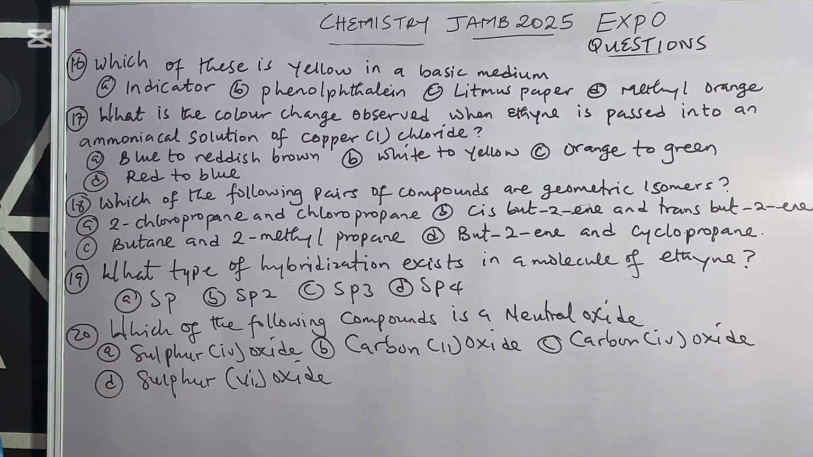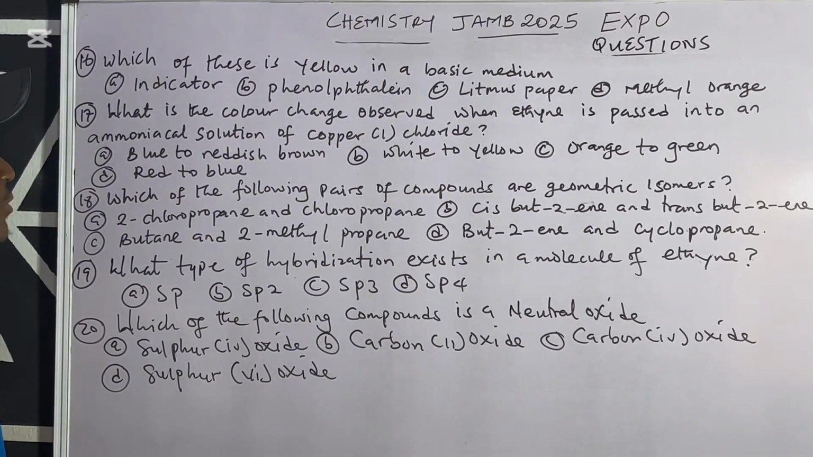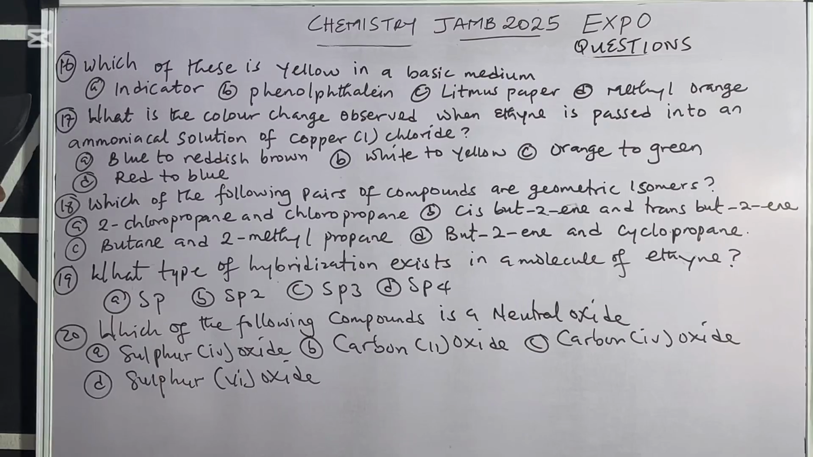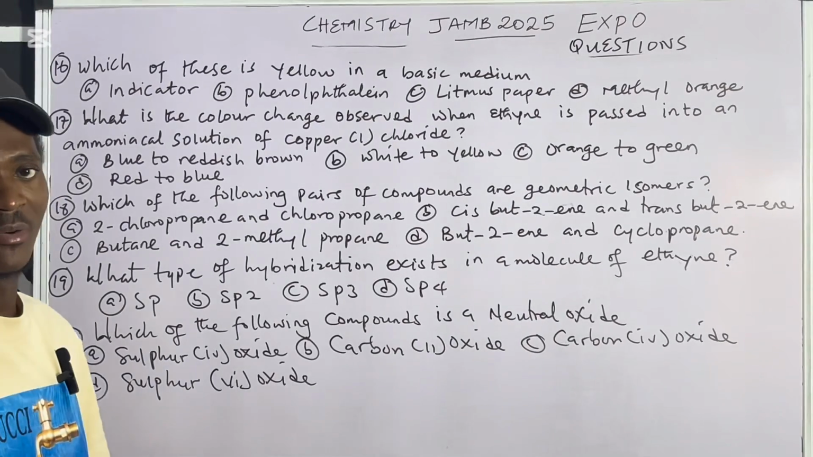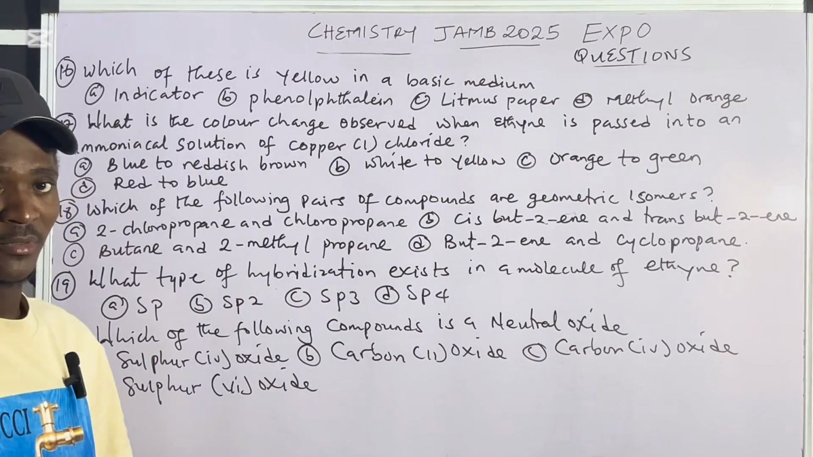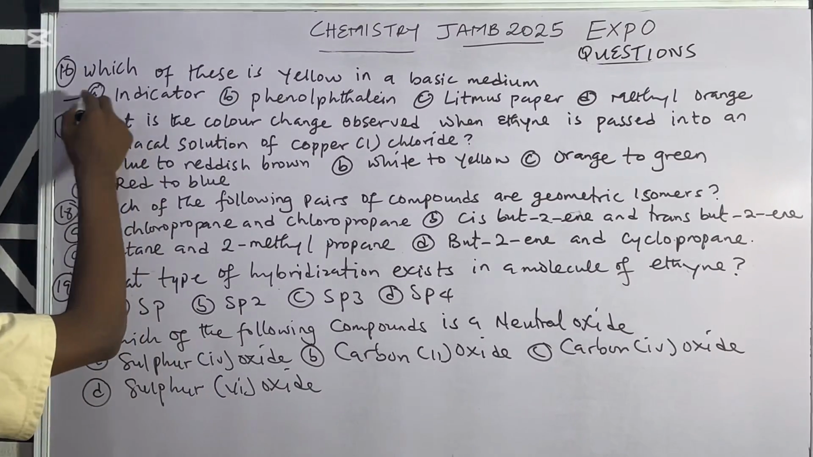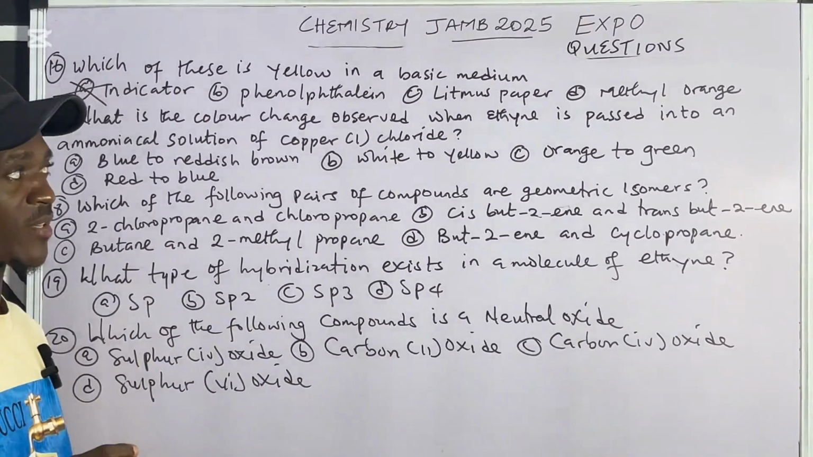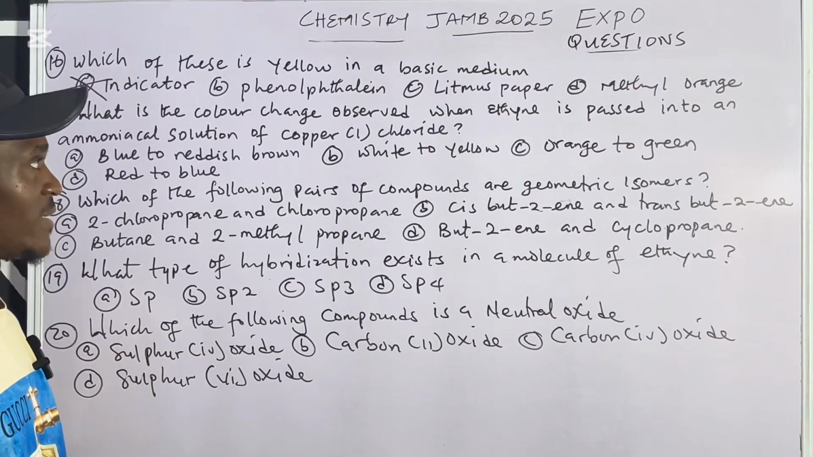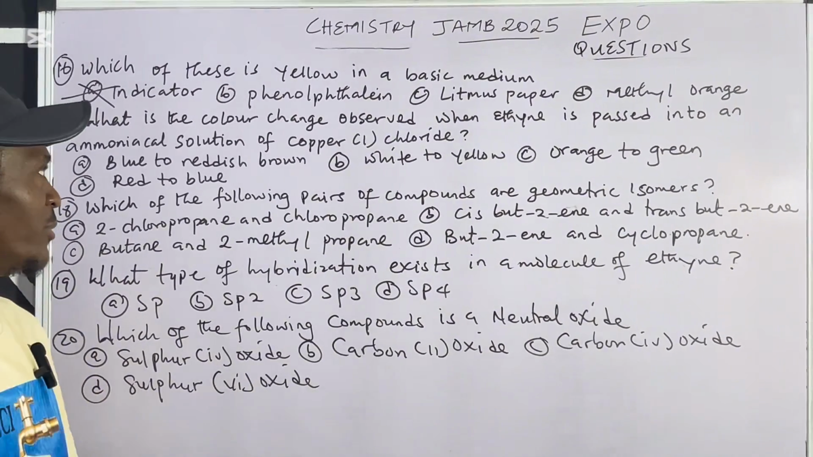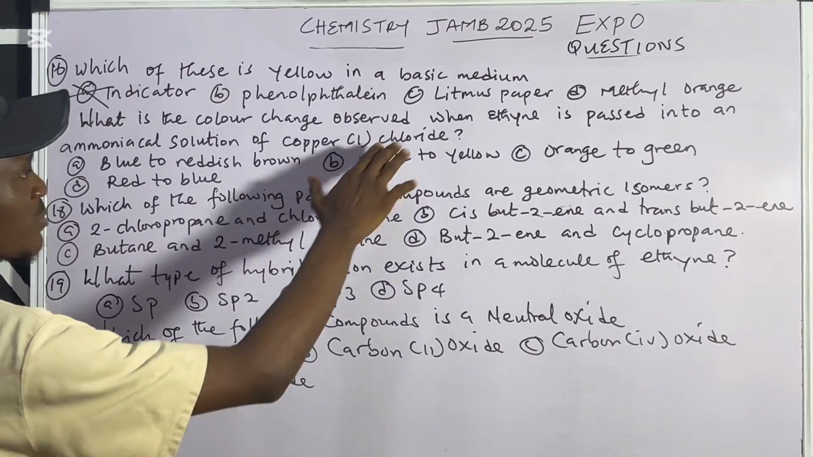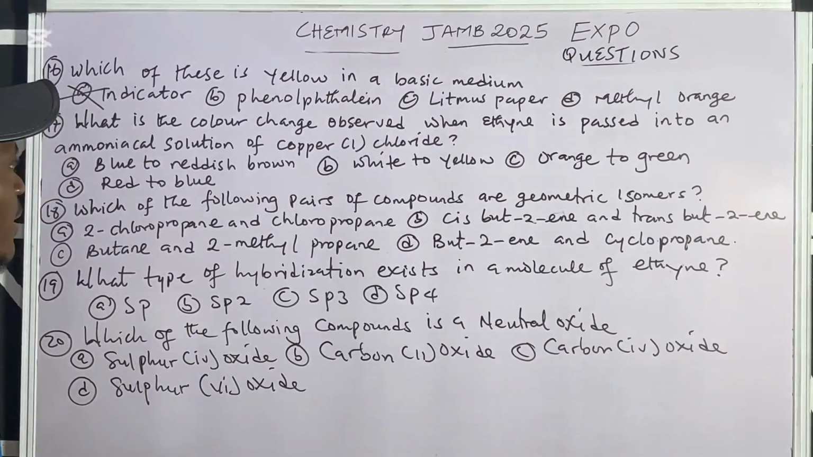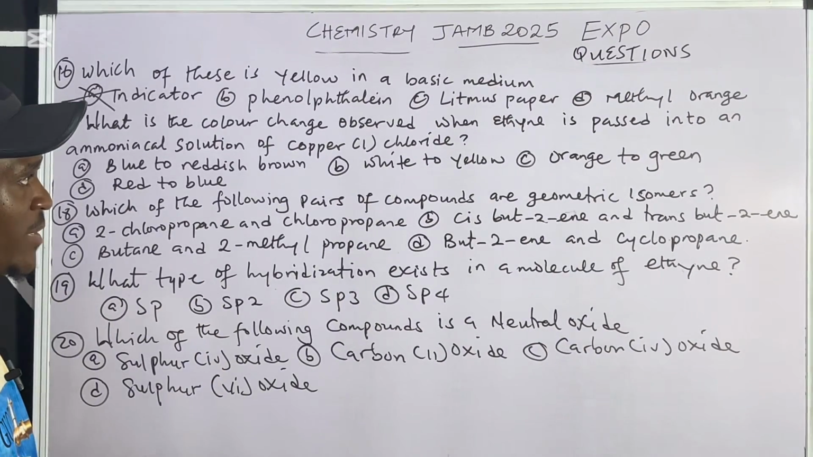Question 16. Which of these is yellow in a basic medium? Now, A, indicator, B, phenolphthalein, C, litmus paper, and D, methyl orange. Now, this question is a very easy one because indicator is out. The reason is because we have different indicators. So they are interested in the particular indicator that is yellow in a basic medium. Now, phenolphthalein, litmus paper, and methyl orange, they are common indicators. Then which one of them is yellow in a basic medium?